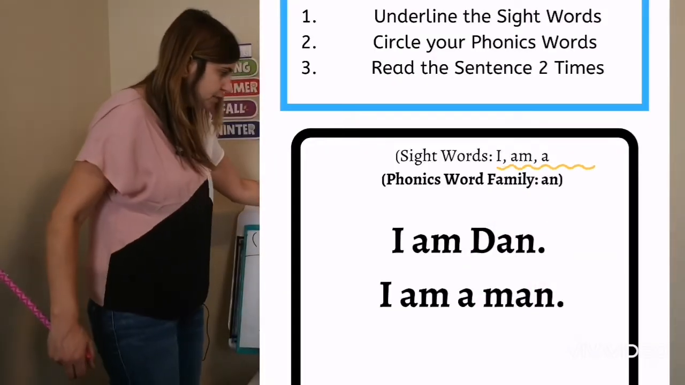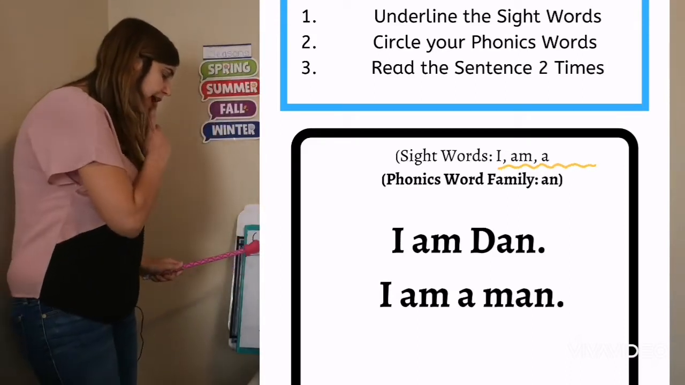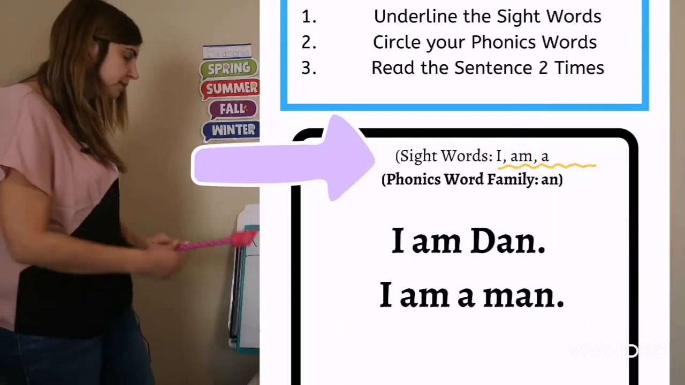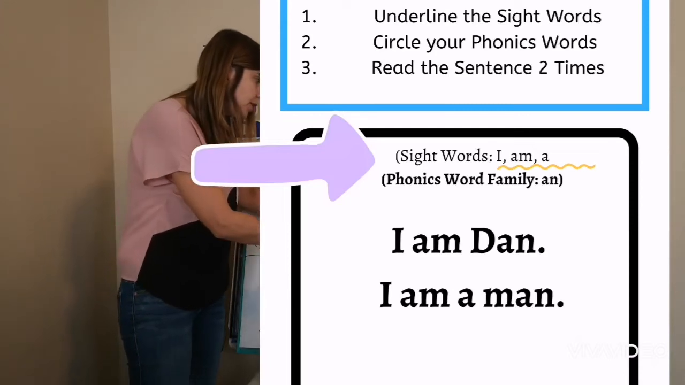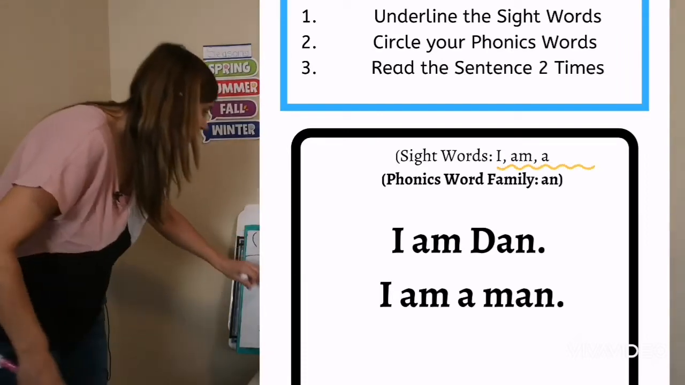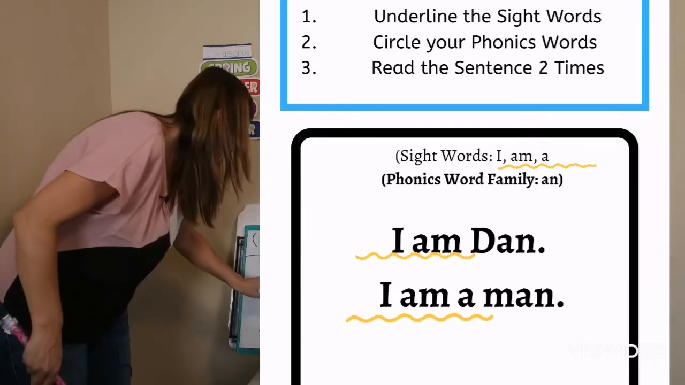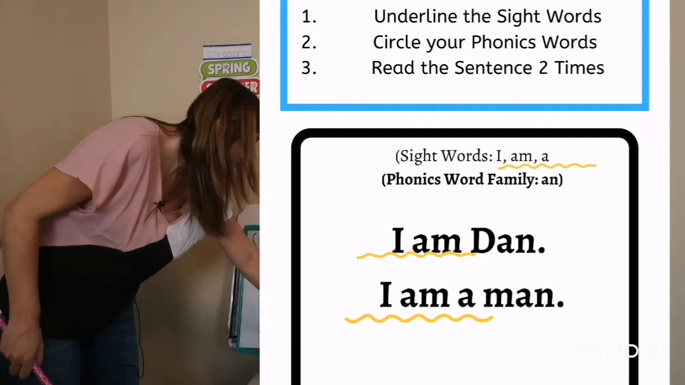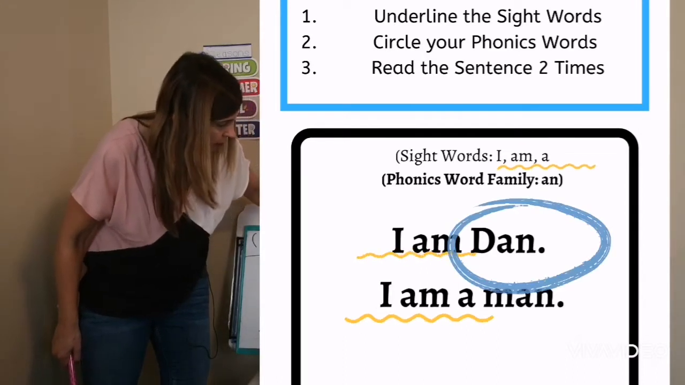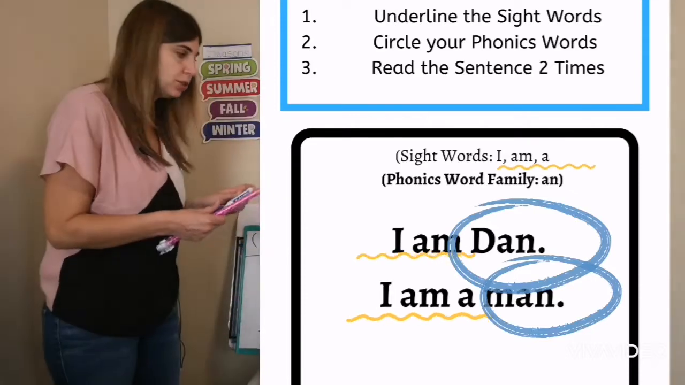This is our sentence for today. We're learning about an words. And our sight words are I, am, and a that are in these sentences. So first it says underline the sight words. So let me get a color. I, am, and a. Then it says circle your phonics words. These are the ones you're going to sound out. The ones that are underlined you should know.